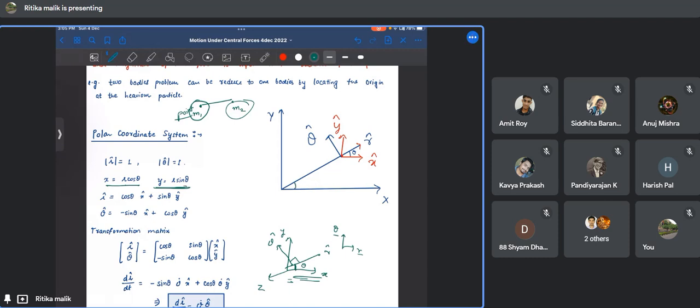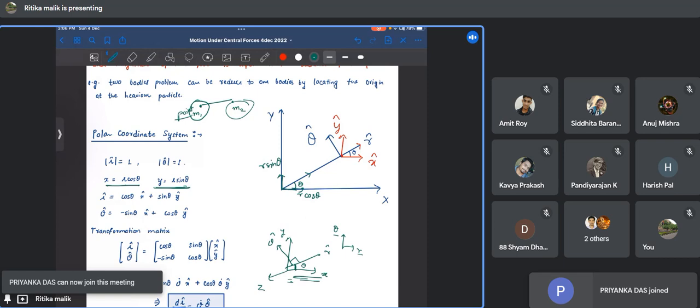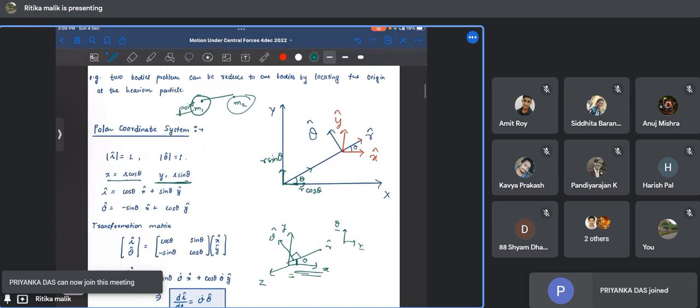It is just the composition of this coordinate system in the x and y directions. For example, if you have theta, then you can write it as r cos theta in the x direction and r sin theta in the y direction. It is a decomposition of this r cap axis in the x and y coordinate system.